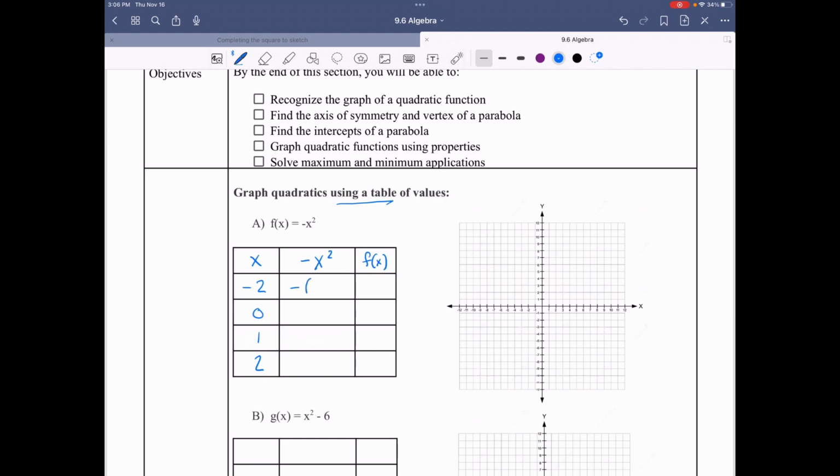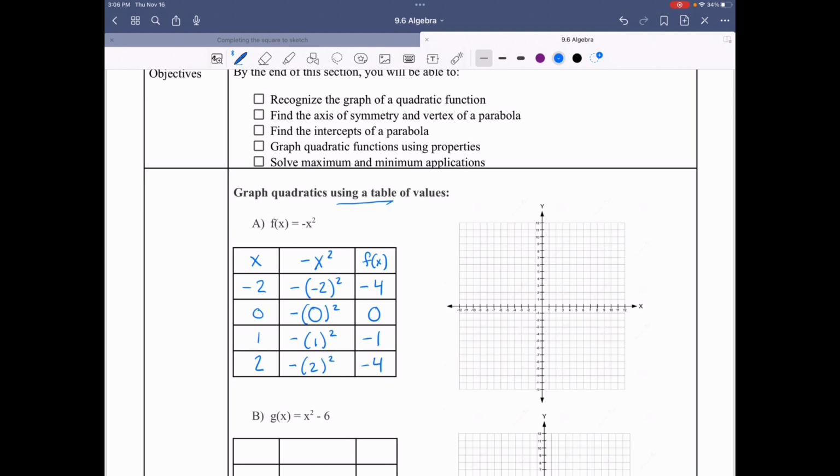So we have negative, parentheses, -2 squared. That comes out as -4. When we plug in 0, we get 0. When we plug in 1, we get -1. And when we plug in 2, we get -4.